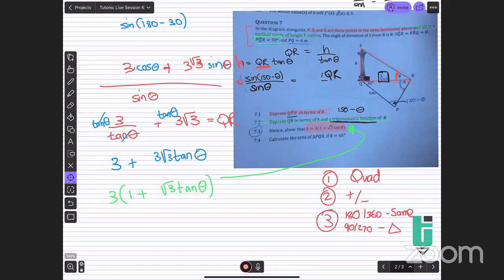Maths is not about memorizing methods. It's about having the tools to construct your own method.